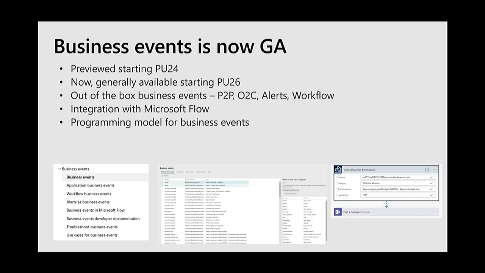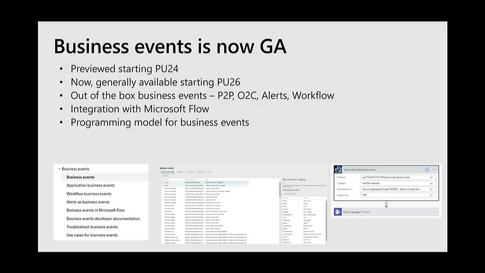So you can have your custom workflows. You don't have to write a line of code. Those are exposed as business events right off the bat. And that is something that Chris is going to go into detail in one of his demos. As we saw, alerts are also exposed as business events. So these are the out-of-the-box business events that we have.